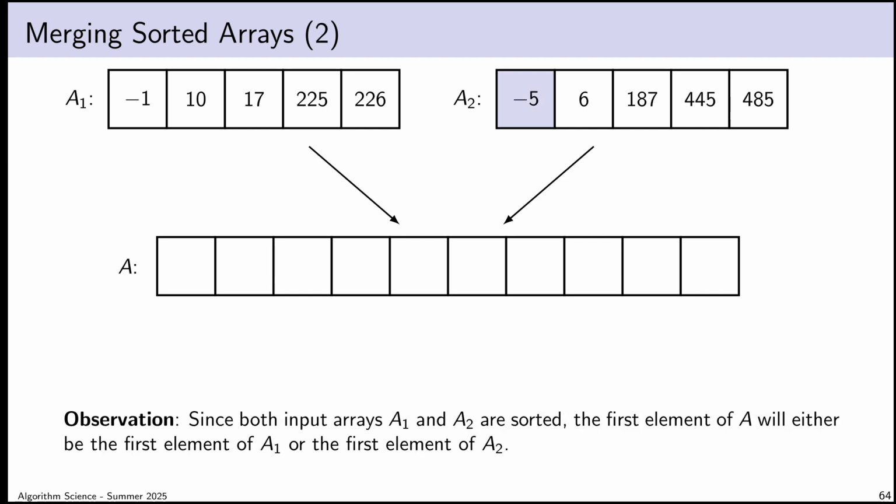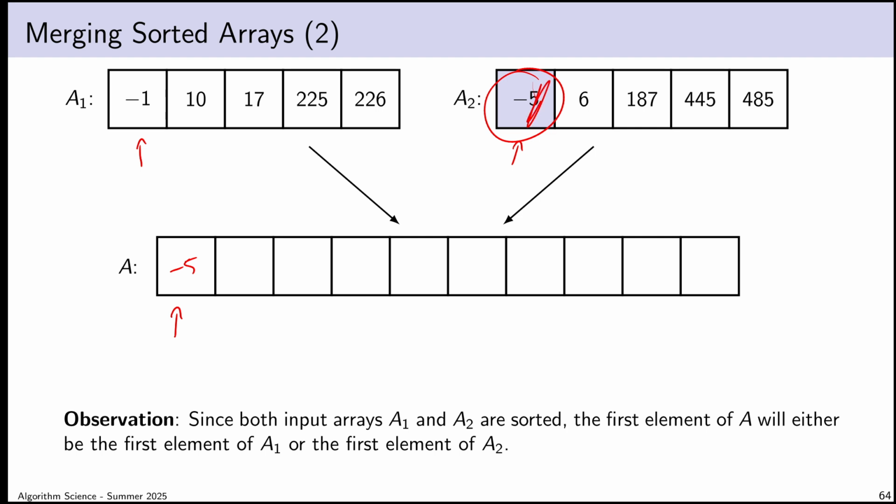So here's my observation. If you give me two sorted arrays and I ask a question like I did with selection sort, like, what goes in the first position of my result? Well, it's either going to be the first element in A1 or the first element in A2. In this case, it's going to be the -5. So I think, okay, let's copy that in.